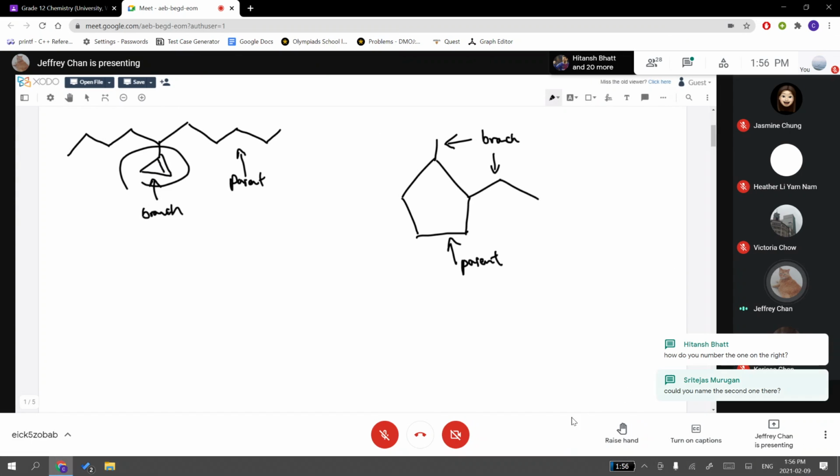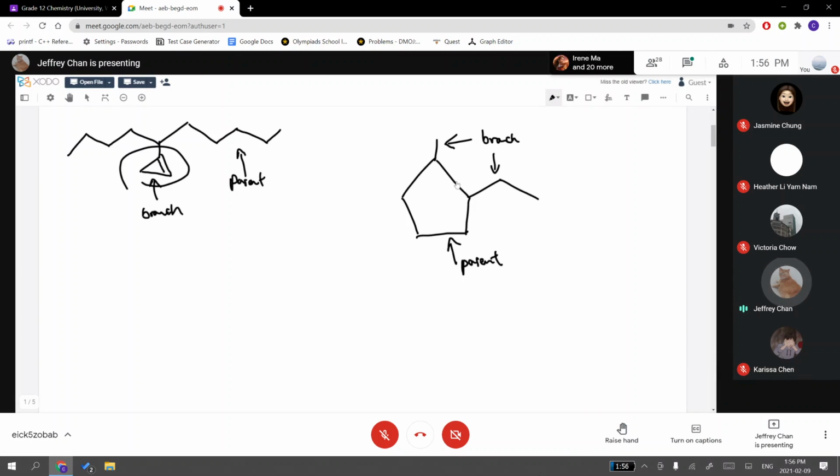How would you name the one on the right? Okay, so this one, you want the branches to have the lowest number, right? So you need to start at these 2 carbons for sure. Same idea as before. If they have the same importance, you can go 1, 2 going clockwise, or 1, 2 going counterclockwise. So you tell me, which branch should you start? They're both 1 and 2 either way.